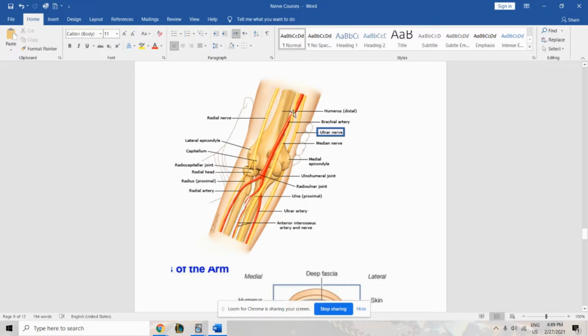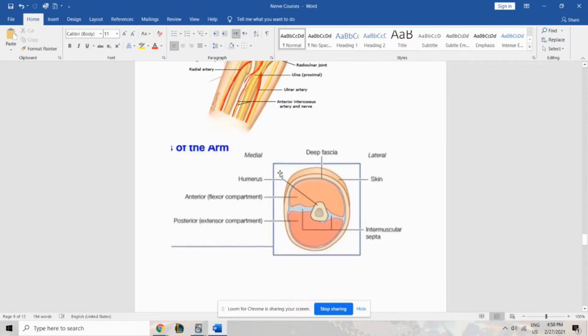As well, if you remember when we talked about the median nerve, here is where the median nerve switches from being lateral to the brachial artery into being medial to the brachial artery. Okay, so both of these nerves now are medial to the brachial artery.